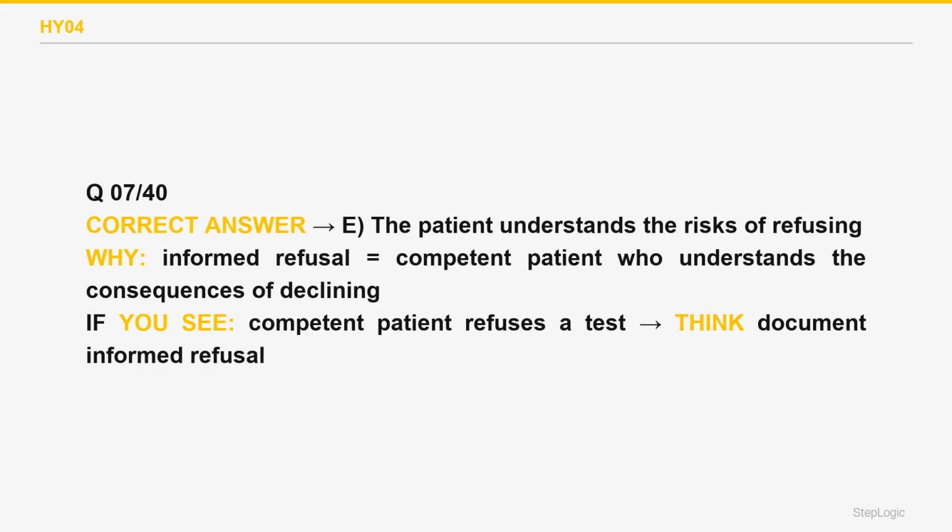The correct answer is A. A psychiatric evaluation is not required simply because a competent patient declines a recommended test. Disagreement is not evidence of impairment. Choice C wrong. Family agreement is irrelevant for a competent adult who decides for himself. Choice B wrong. A valid refusal requires that the patient understands the risks of refusing.